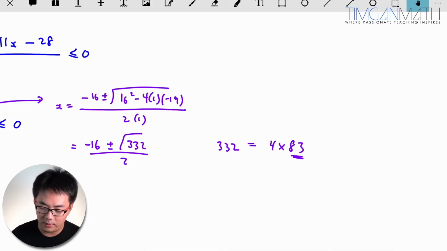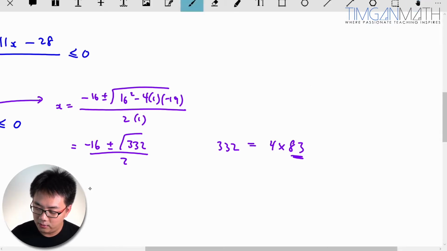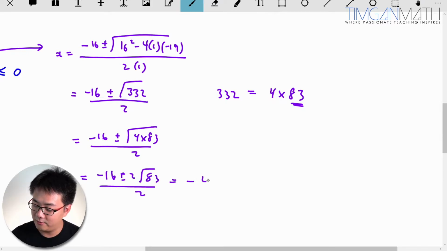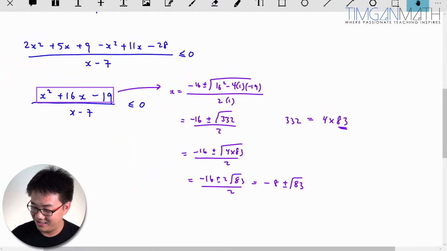So 83 is a prime number. So we know that this would eventually give us plus minus 4 times 83 over 2. So this part here, I got minus 16 plus minus 2 root 83, and over 2, this will be minus 4... my goodness, that's for my, oh my goodness, 83. Yeah, that should be the root there.